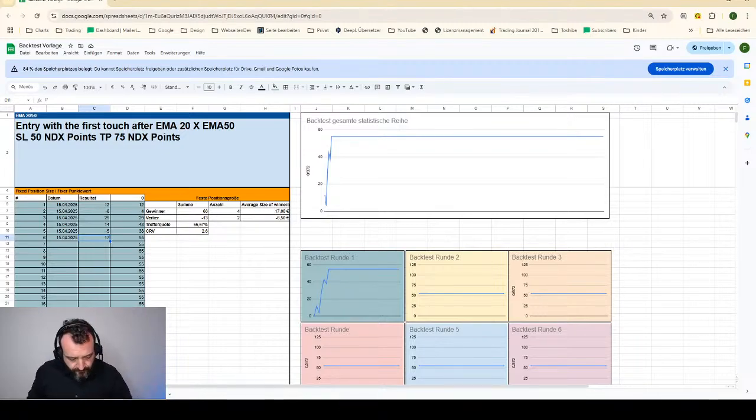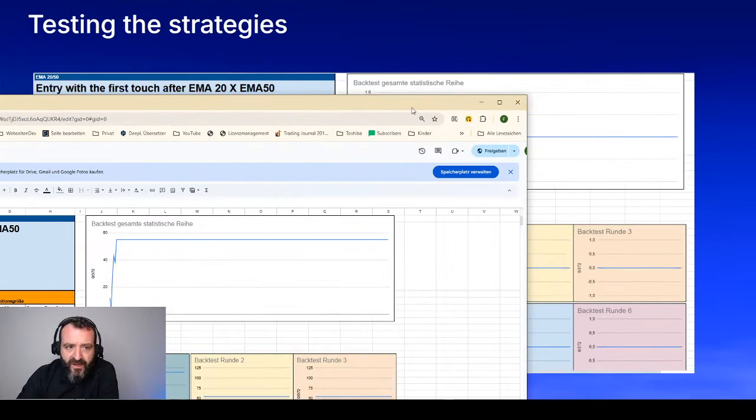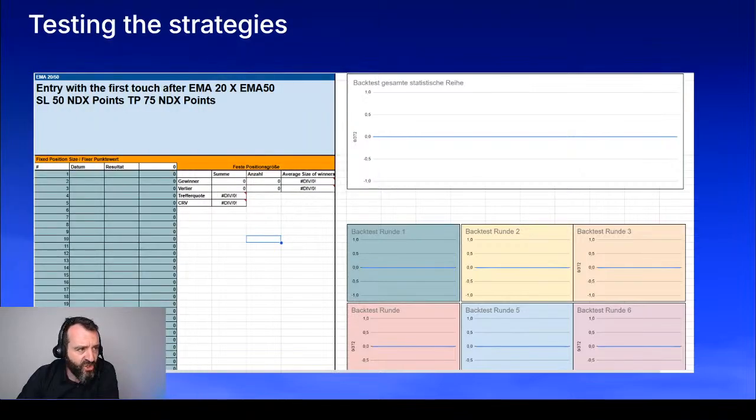But this is the game. Try to be as accurate as possible in the backtest, and you will get as close as possible in the live forward test and in the live trading later on. Okay, that's very important. Okay, so this is shown as well.